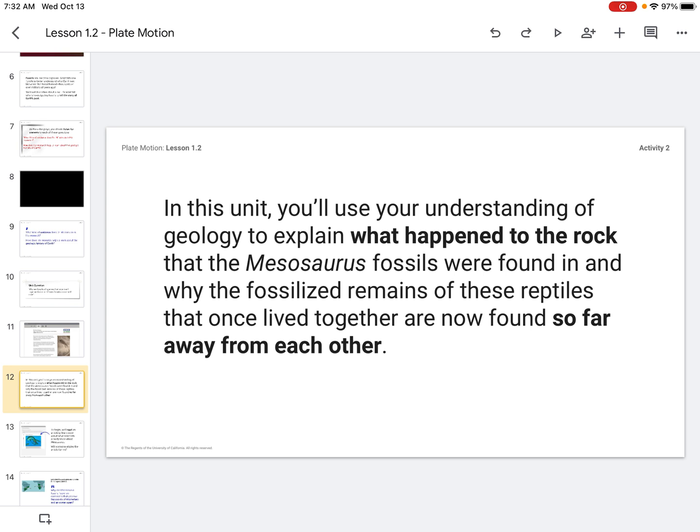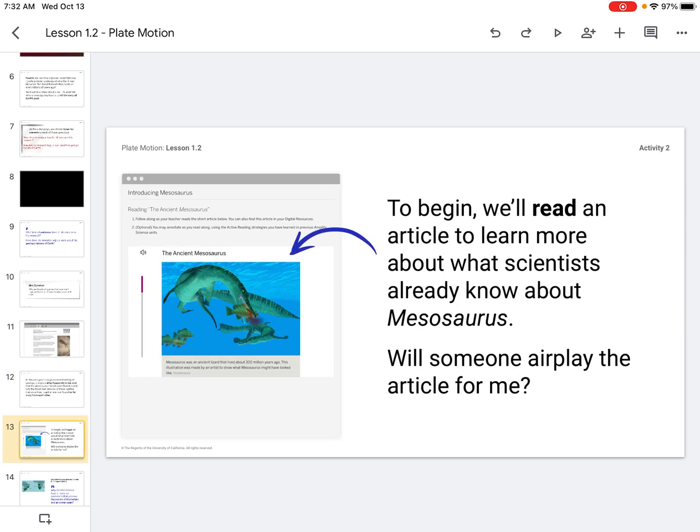In this unit, you'll use your understanding of geology to explain what happened to the rock that the Mesosaurus fossils were found in, and why the fossilized remains of these reptiles that once lived together are now found so far away from each other. To begin, we're going to read an article to learn more about what scientists already know about Mesosaurus. And so I'm going to have somebody in class airplay that for me. You guys have the article in your lesson 2, activity 2. So just go ahead and stop this video, take a minute to read the article, and then come on back.